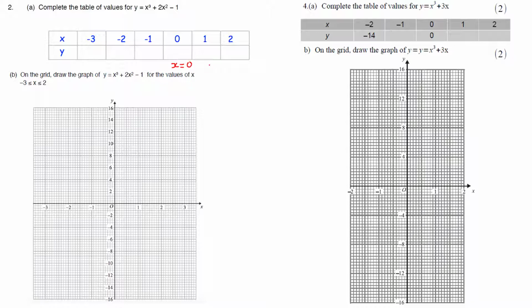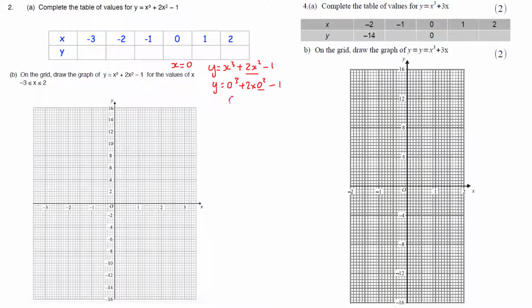So if I substitute it into the formula y equals x cubed plus 2x squared minus 1. Now it's important to remember the rules of BIDMAS to get this correct, because this is where you can go wrong. So I'm going to place the 0 in: 0 cubed plus 2 times 0 squared. BIDMAS means you do that first, and then minus 1.